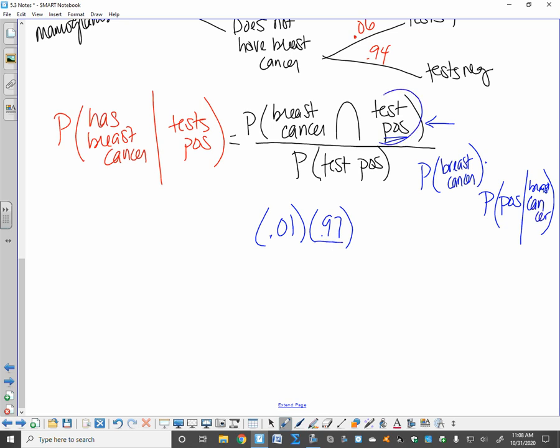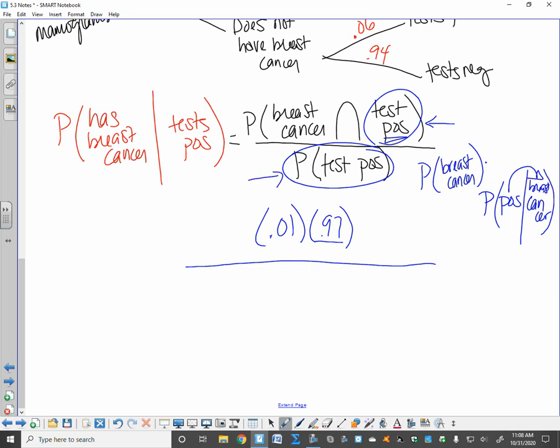And that's what this 0.97 is. The 0.97 is not that you test positive. That's going to be this guy down here. Those are two very different numbers. This given that you're tested positive means I'm tested positive given that I have breast cancer. So that's why it's the 0.97. Make sure that makes sense. These things that are circled right here are two very different test positives.